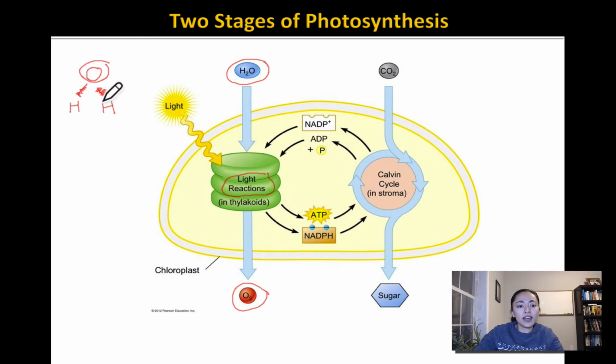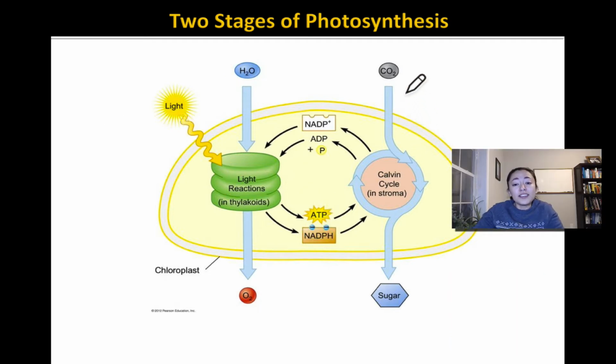But what happens to these hydrogen atoms? When water is split, these hydrogen atoms are actually carried out into the stroma by this molecule. You don't need to know the name of this molecule for lab, but the molecule is called NADPH, and it's carrying these hydrogen atoms and also using some energy. During the Calvin cycle, plants use the hydrogen atoms that came from the water when it split, and they add it to carbon dioxide. So carbon dioxide enters the chloroplast, hydrogen atoms are added to it, and what does that make? Well, that makes a carbohydrate or a type of sugar, such as glucose.